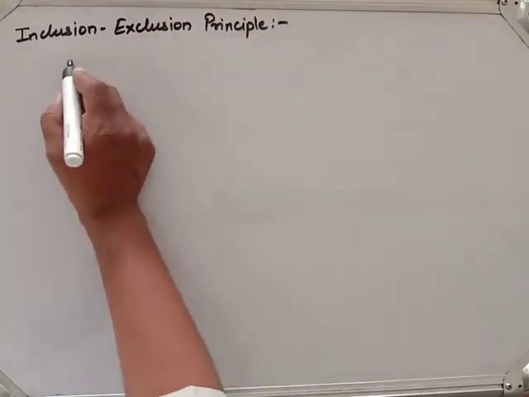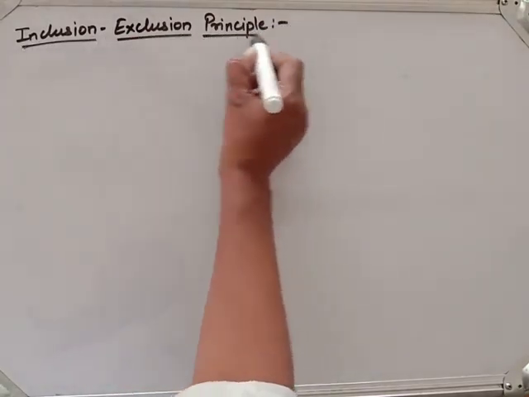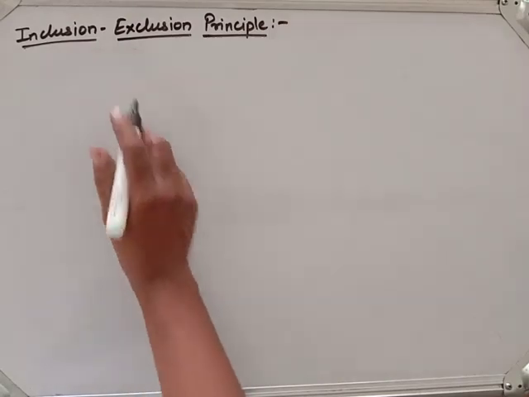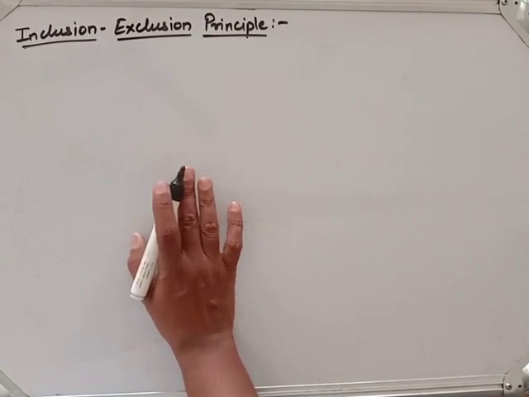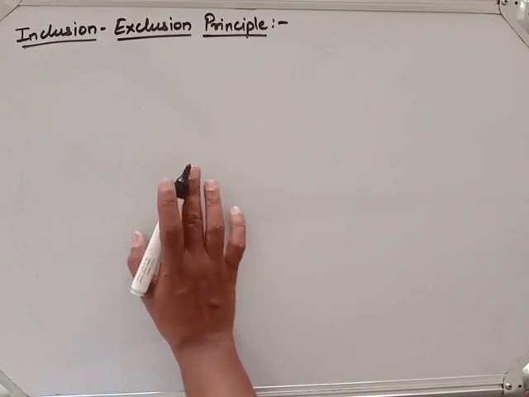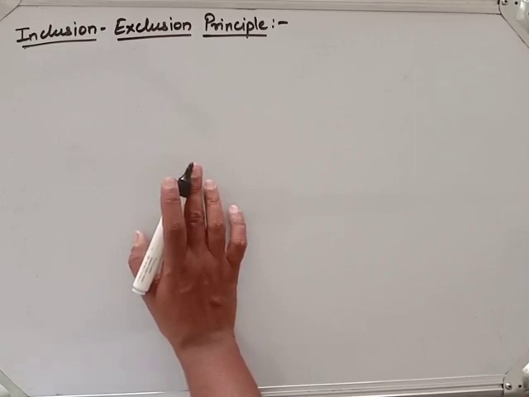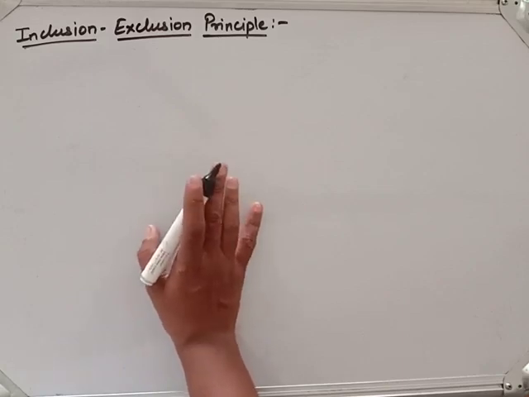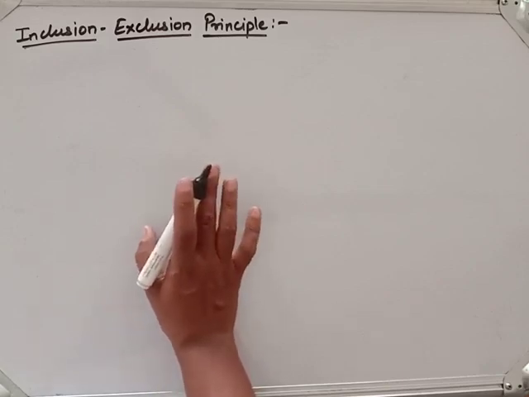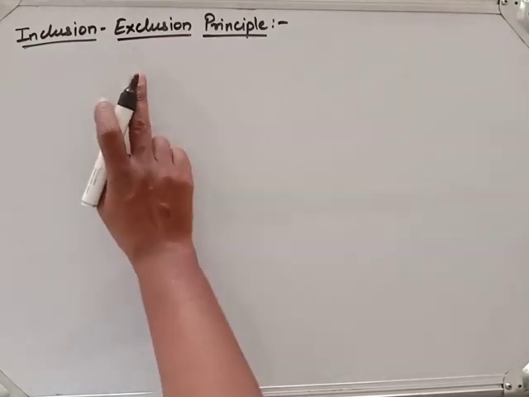Inclusion exclusion principle. Now, for applying the addition rule we need two specified sets which are independent of each other, events that do not depend on each other. But in many practical situations the sets are not disjoint. In such cases, we need this inclusion exclusion principle.